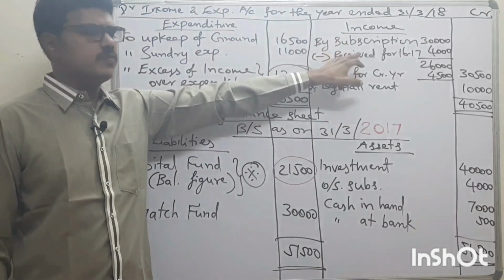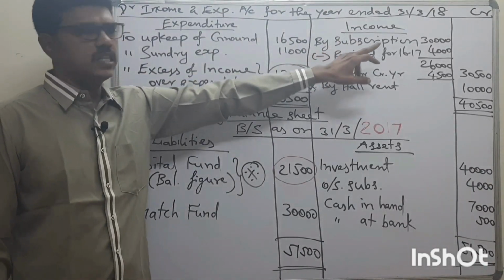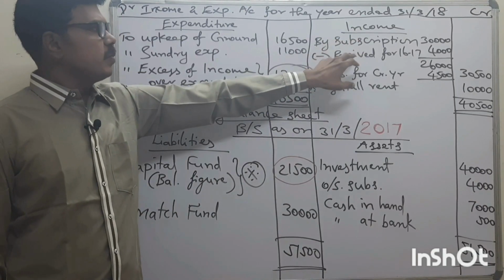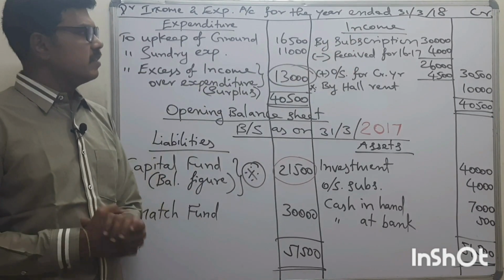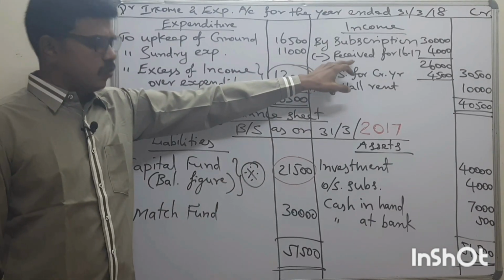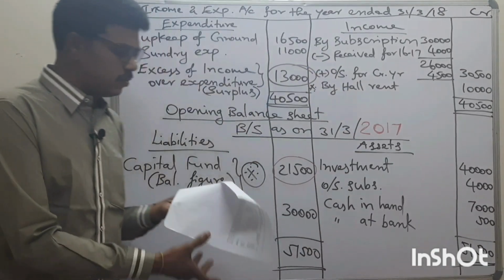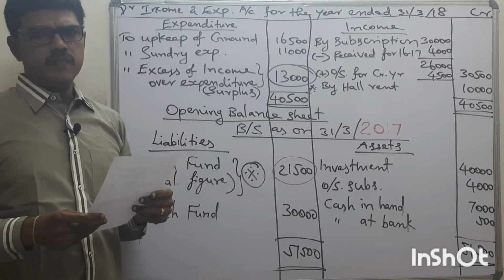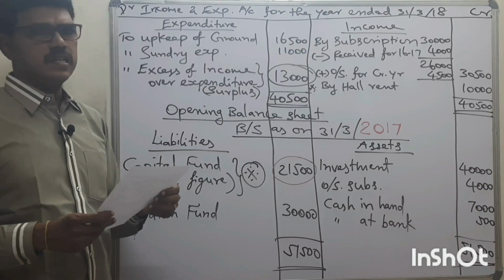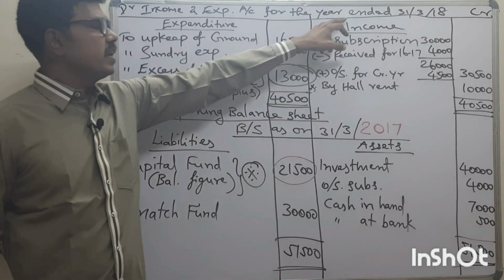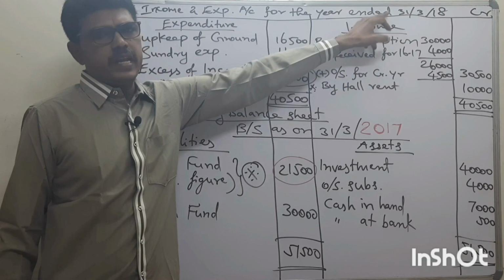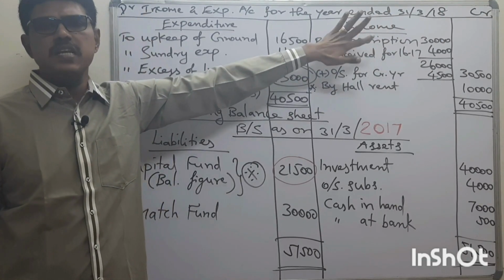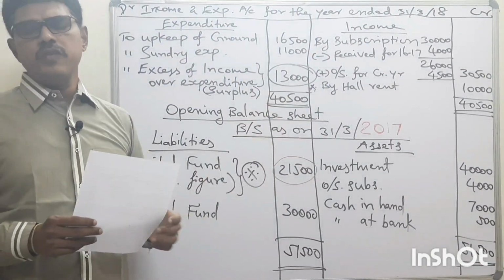If you come to the income side, by subscription 30,000. This is what is given in the receipt side. Within the bracket in the problem, they have given 4,000 rupees. I just read it out from the problem. Including 4,000 for 16-17. Including 4,000 for 16-17 means we are preparing final accounts for 17-18. If it ends on 31st March 2018, this financial year would have started in 2017.